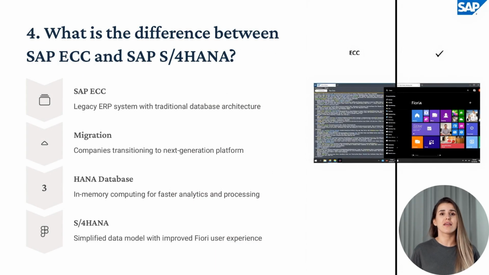Let's jump into another commonly asked question. 4. What is the difference between SAP ECC and SAP S/4HANA? It's important to highlight that SAP ECC is the older version of SAP ERP, while SAP S/4HANA is the next generation ERP system that runs on the HANA in-memory database. S/4HANA offers better performance, a simplified data model, and an improved user experience through the Fiori interface.